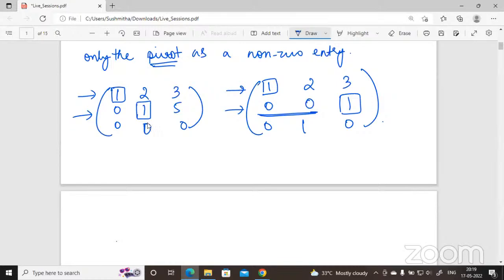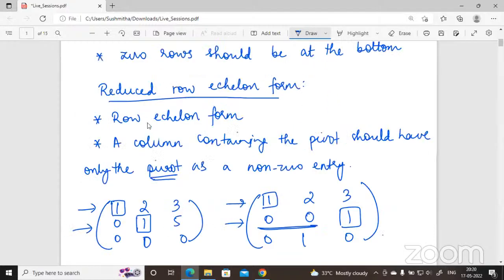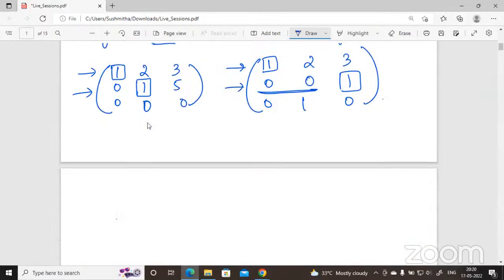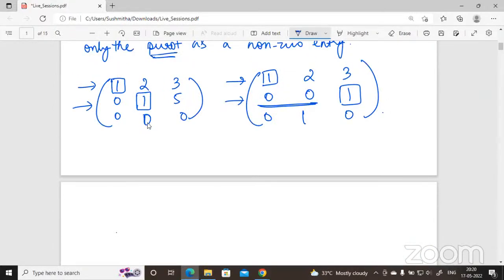Ma'am, in the second example, if I exchange row 2 and row 3, then it will be a row equivalent form. Yes, if I exchange row 2 and row 3, then it will be in row echelon form. Because the number of leading zeros here is 2 and the number of leading zeros here is 1, which is not okay. It is not in increasing order. It is decreasing. The number of leading zeros should be in increasing order.